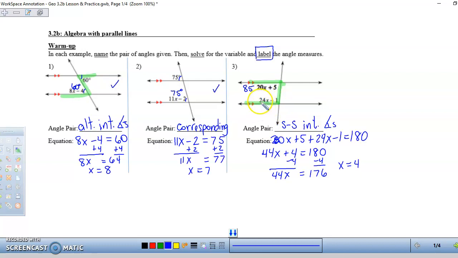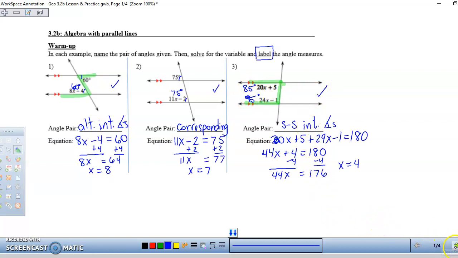So now we're going to plug in the 4 here. 24 times 4 is 96, and you can use a calculator. Minus the 1 is 95. Okay, and those two are going to add up to 180. So therefore, those also check out.